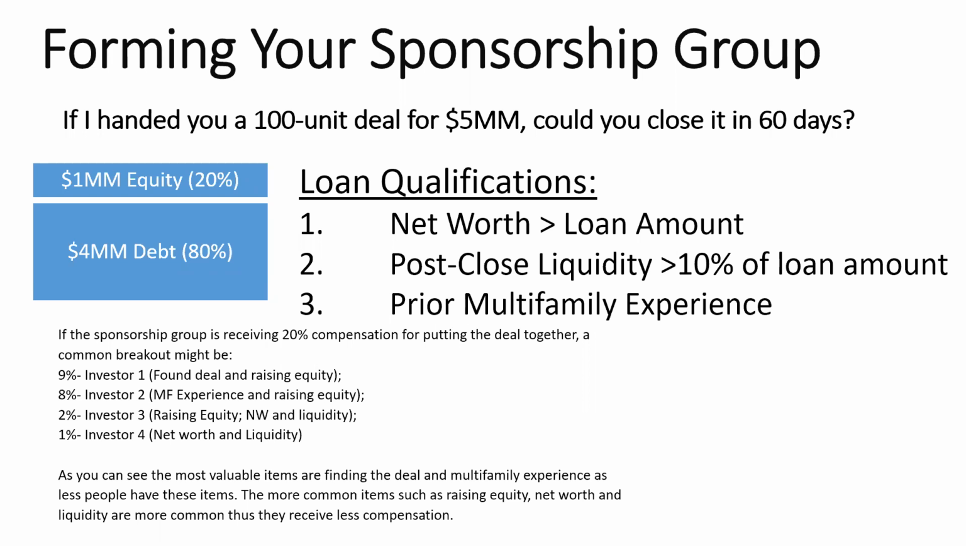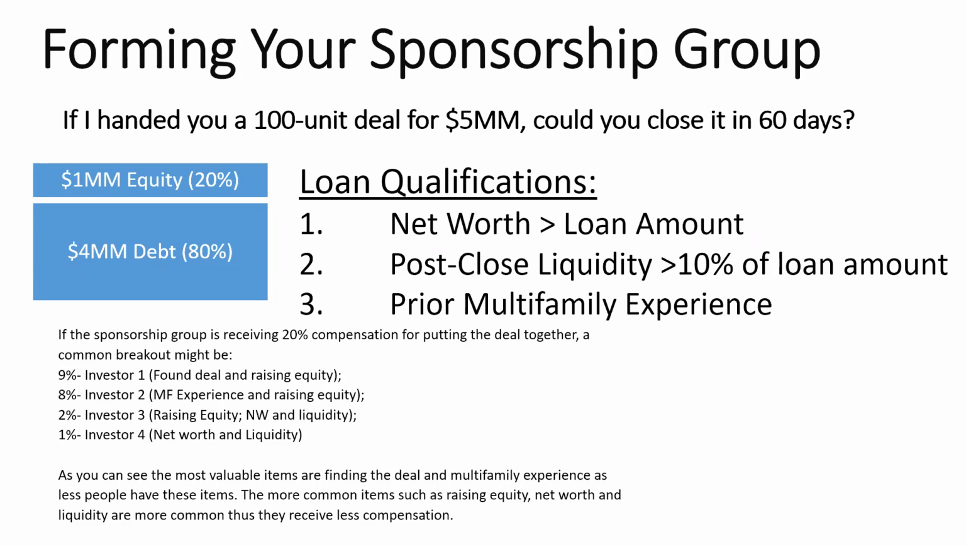So how do you qualify for a $4 million loan? Number one, your net worth needs to be greater than the loan amount. So your entire sponsorship group, let's say these four investors that we'll talk about later, their total net worth adds up to $4 million. So that's, check the box. Second one is your post-close liquidity. So it needs to be 10% of the loan amount or greater. So this is cash or marketable securities in your bank account, in your checking or savings accounts, from the key principals that are signing. And number three is you need prior multifamily experience.